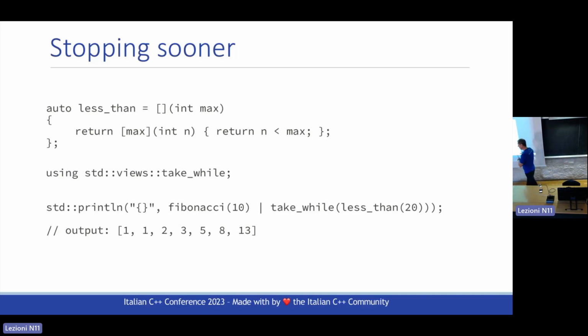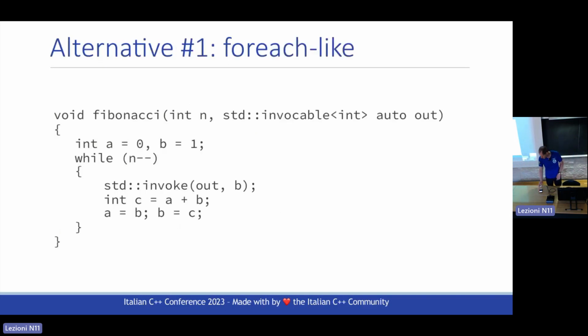So do we have an alternative to the generation with the vector? Of course we have. We have this. I'm sure that many of you have already seen this pattern before. This is for-each-like. We changed the function from something that returns a value to a sort of algorithm that takes a callback.